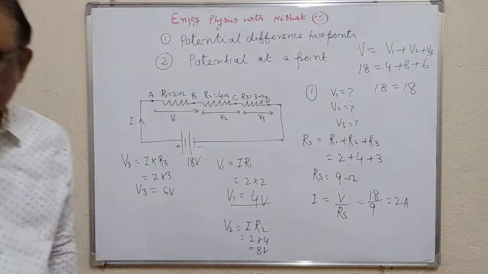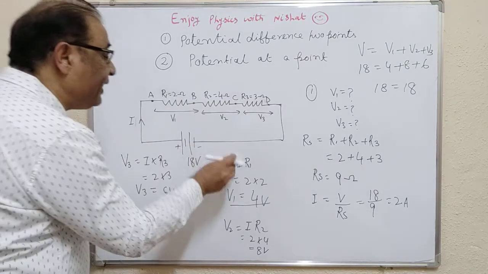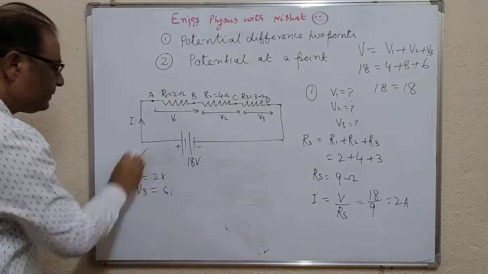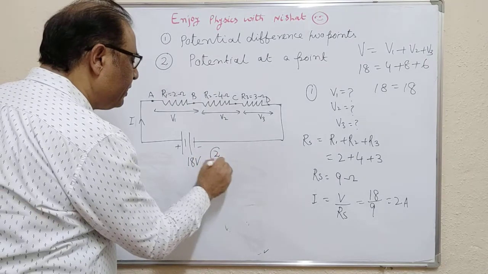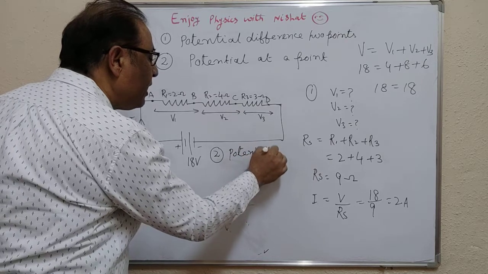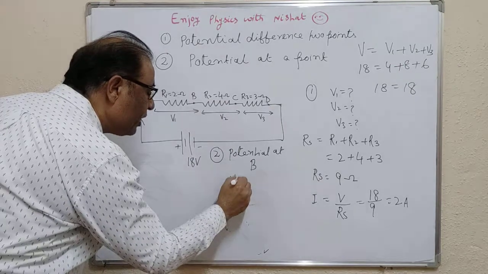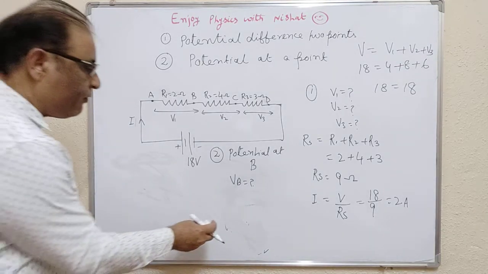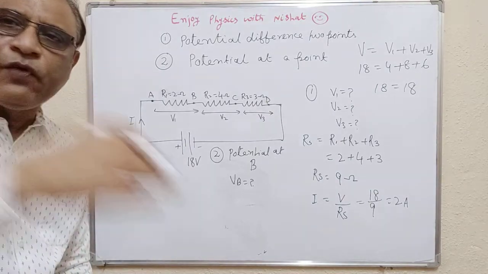But if in the examination it comes that you must find out potential at B, now I am starting the second part. Second part. Potential at B. It means VB equals question mark. Although V1, V2, V3 are differences, VB is not a difference, but exactly what the potential is at B, we are going to find out here.